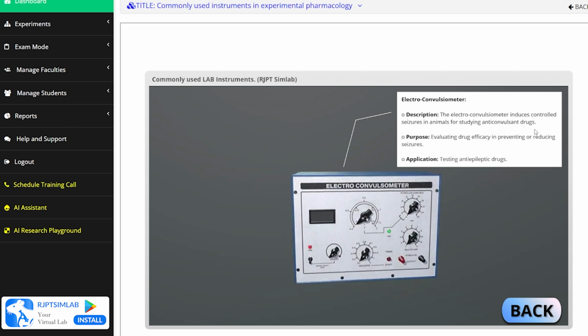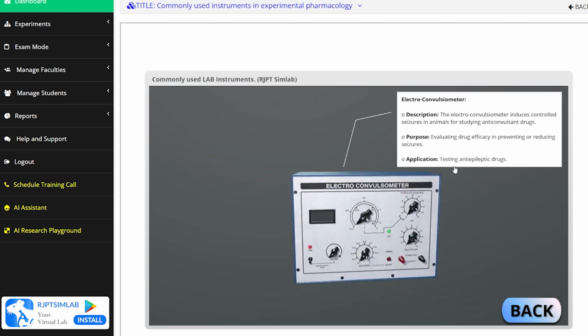This statement says that this device is used to induce controlled seizures. This device induces the seizures in the animals, in the rodents, for studying anticonvulsant drugs' effect. The purpose of this instrument is evaluating drugs' efficacy in preventing or reducing seizures. We use this instrument to induce convulsions after administering the anticonvulsant drugs to the rodents, and then we study how effective our drug is, which prevents or reduces the seizures.